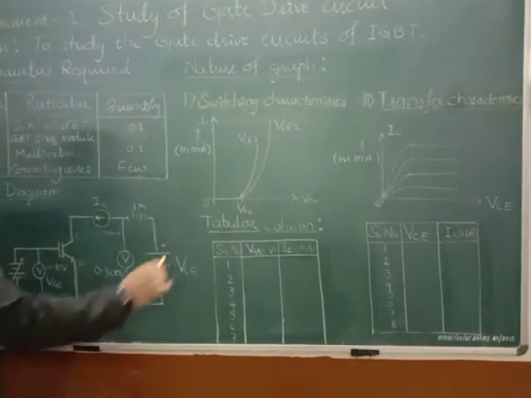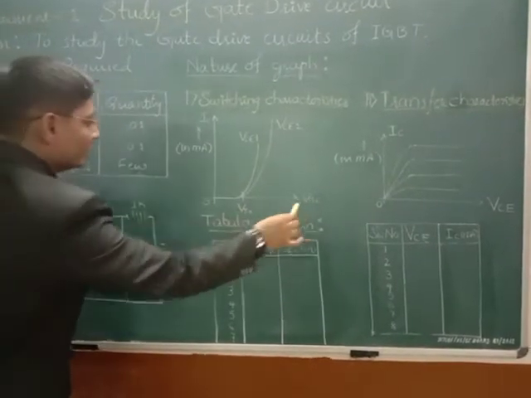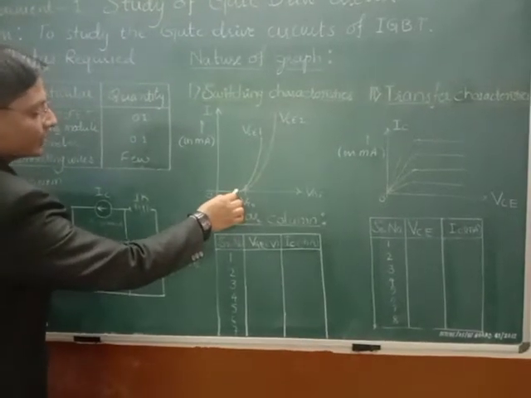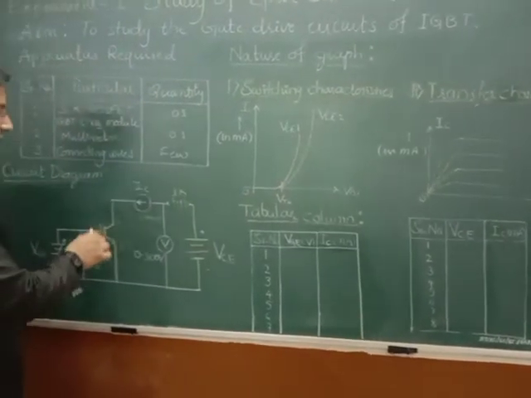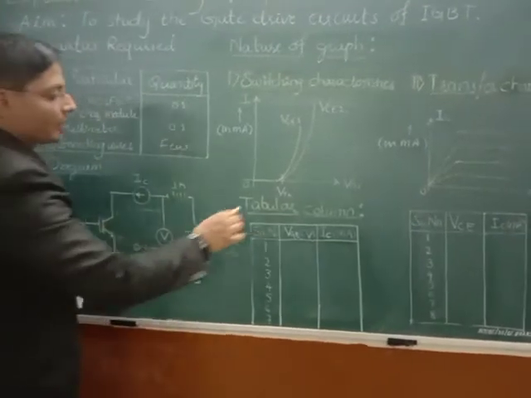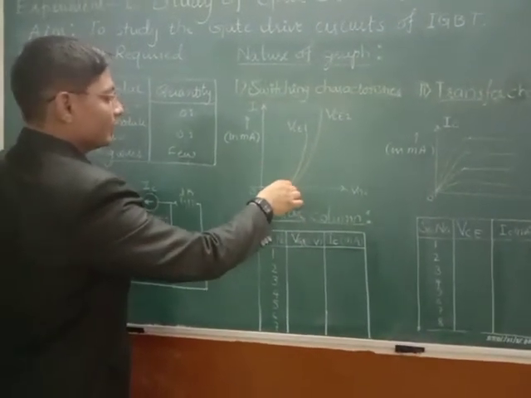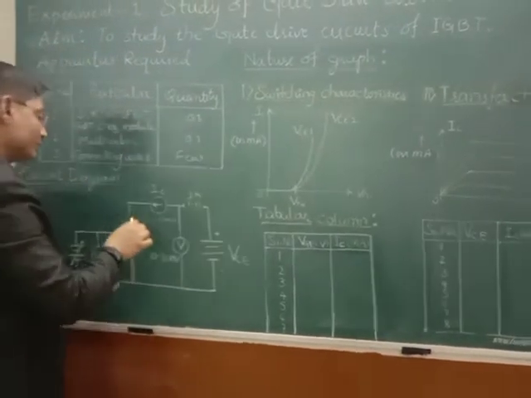So you can see initially when we increase the voltage VGE, initially there won't be any change in the current that is flowing in the circuit, because at that time the switch is not closed. But as soon as we cross a particular value of the voltage, the current will start rising, so that indicates that the switch is closed.